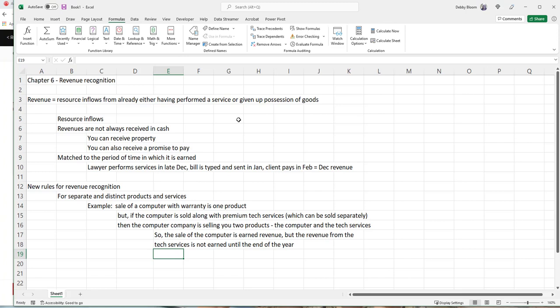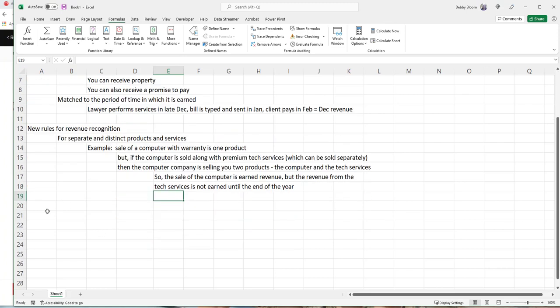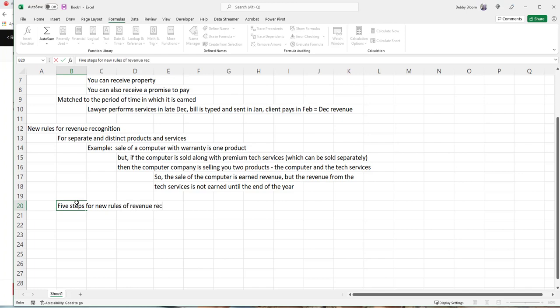So if that happens, the company is actually selling you two products. You have to allocate the revenue to the two products and then learn when the revenue from each of the products sold is actually earned. So let's go through the 5 steps under the new rules for revenue recognition. Okay, so step 1 is to identify the contract with the customer.